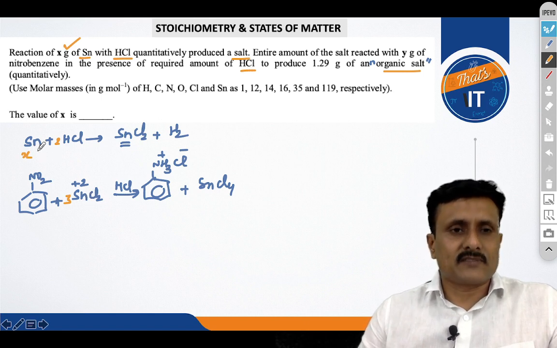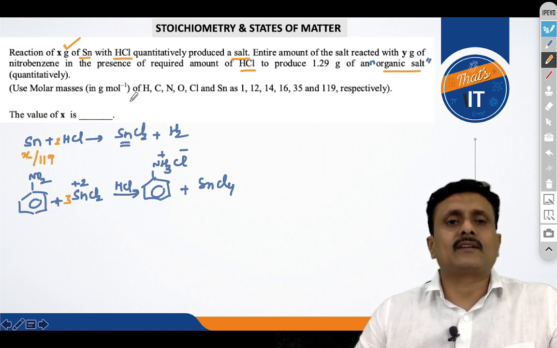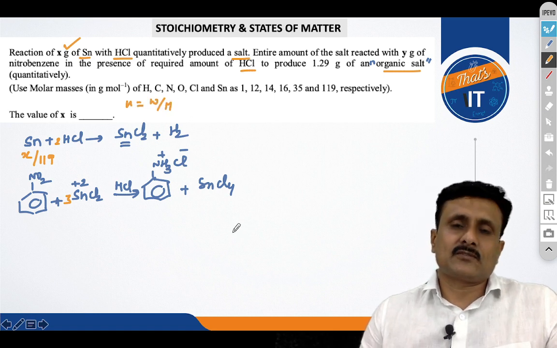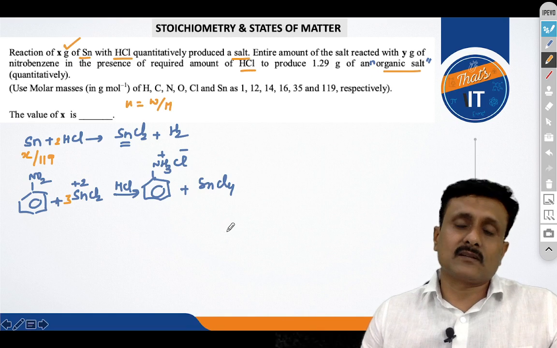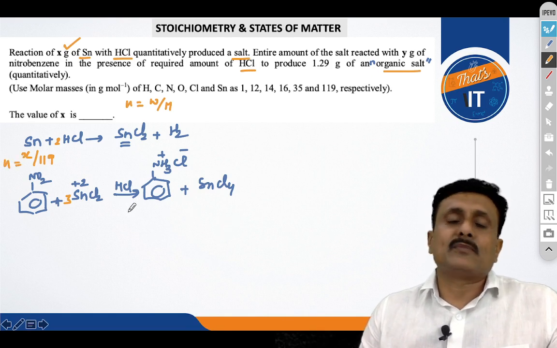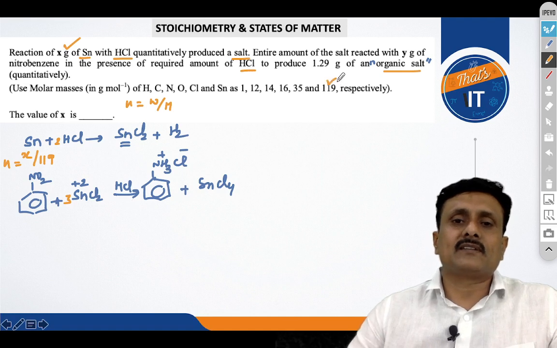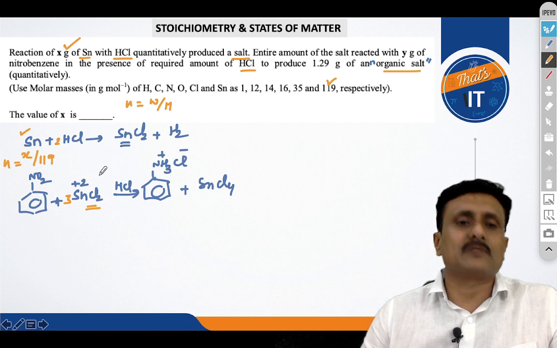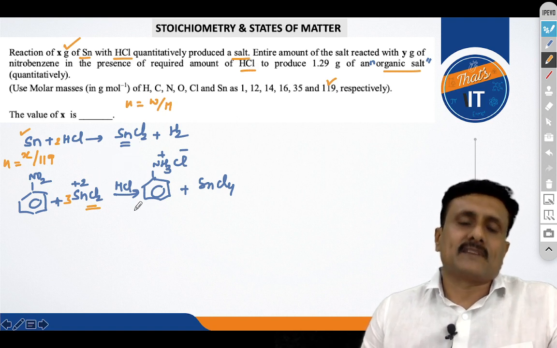So number of moles of tin, we know that weight by molecular weight is number of moles. These are not basic level questions, so I anticipate that you already know the fundamentals. As per that, number of moles of tin would be weight by atomic weight of tin, which is given as 119. You see, we are going to reach SnCl2 from the tin because this is the common medium of reaction.